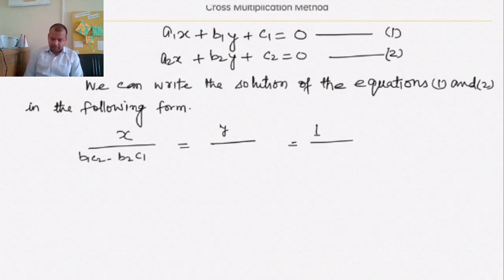x upon b1 c2 minus b2 c1 is equal to y upon c1 a2 minus c2 a1 equals 1 upon a1 b2 minus a2 b1. Let it be equation 3. But how did we get this result? To remember the above result, the following diagram may be helpful to you.